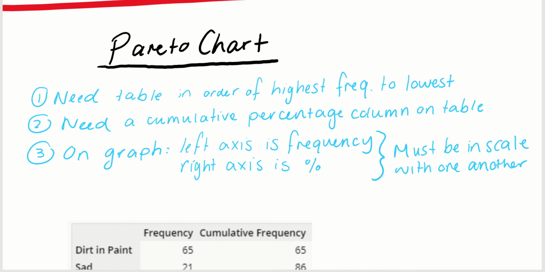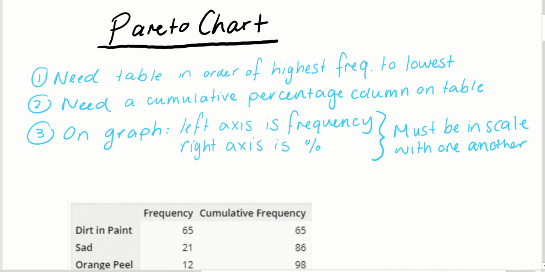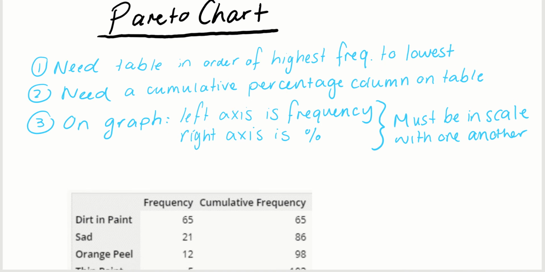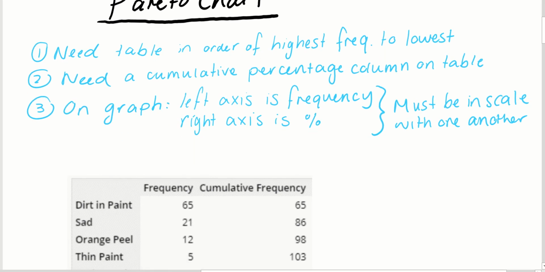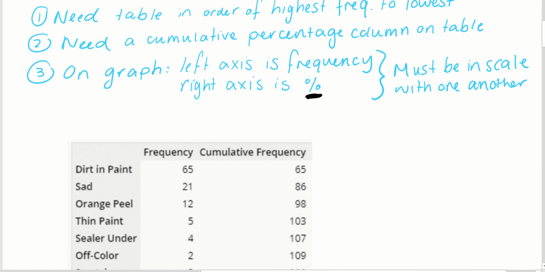Things you need for a Pareto chart. You need a table and preferably, definitely the table needs to be put in order from highest frequency to the lowest frequency. You need to add a column to your table that is the cumulative percentage column, and I'll show you soon how to calculate those. Now on the graph it says the left axis is your frequency, the right axis is the cumulative percentage, which I've just written there as the percent, and these must be in scale with each other. So let's have a look at an example together.